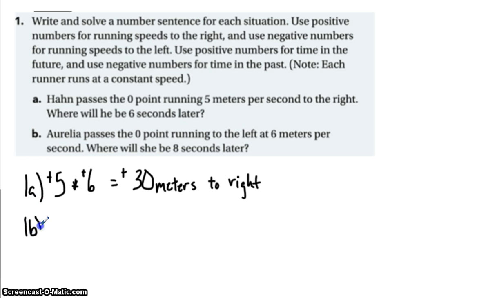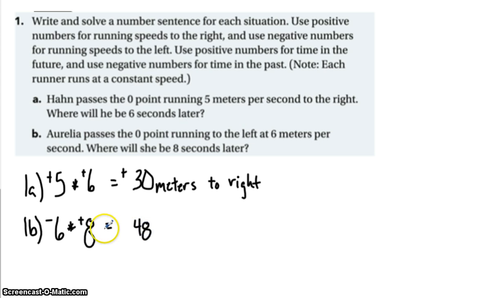For 1B, it says Aurelia passes the 0 point running to the left at 6 meters per second. Well, up here it stated that if they were moving to the left, it would be a negative number. So we have negative 6 times, where will she be 8 seconds later? Again, the word later implies in the future, and therefore would be a positive 8. Okay, and so we are simply going to multiply these two numbers together just like we would normally. So 6 times 8 equals 48.